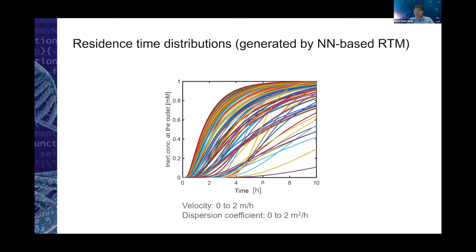Then this is my simulation of the residence time distribution in cumulative form, so the cumulative residence time distribution. By changing velocity, in this case I have just two parameters: dispersion coefficient that changes from 0 to 2 meters squared per hour, and velocity 0 to 2 meters per hour. This is really a wide range of variables. Then I randomly pick these variables and simulate a so-called cold flow simulation, because there is no reaction. This is enough. Without reaction, I just simulate to get this cumulative residence time distribution.